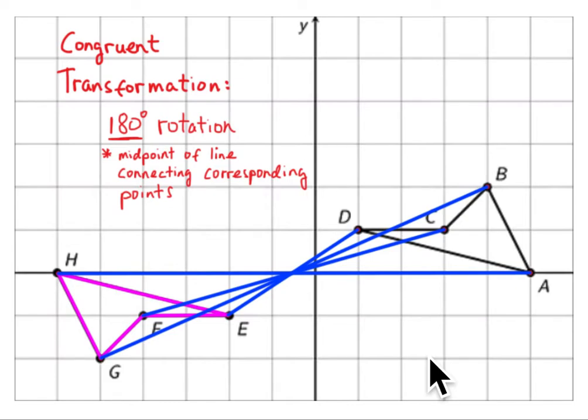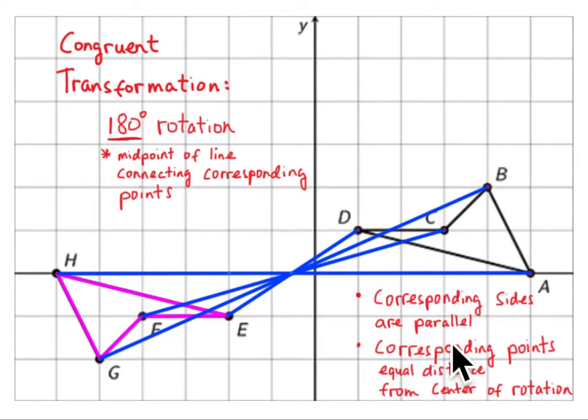Another way to check that rotation is by counting. But first of all, notice that the corresponding sides are parallel. This is from an activity that we had earlier. When you rotate something 180 degrees, it's always going to end up opposite the center of rotation, the other side, and the lines will be parallel.